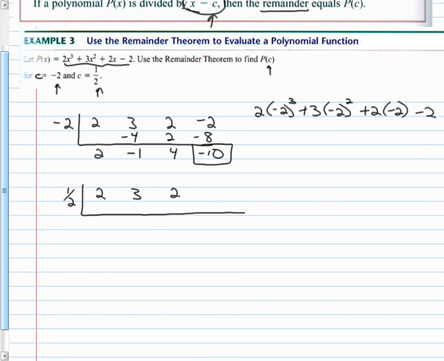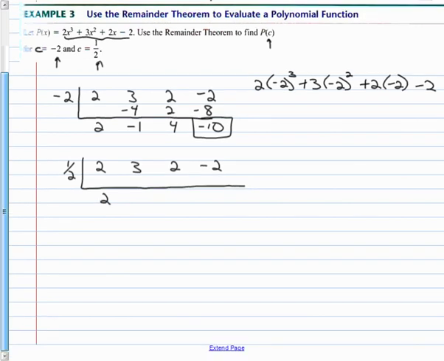2, 3, 2, -2. Bring down my 2. Well, what's 1/2 times 2? 1. 3 plus 1 is 4. What's 1/2 times 4? 2. 2 times 2 is 4. 1/2 times 4 is still 2. What's -2 plus 2? 0. Hey, 0 is the remainder.